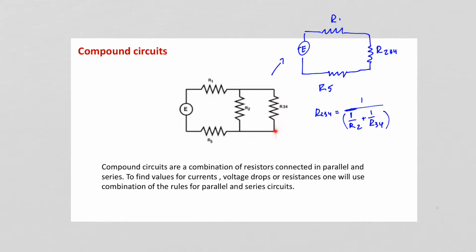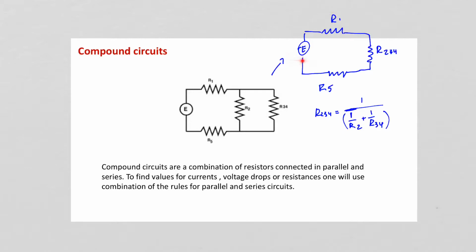So this compound circuit can be replaced with this series circuit, where R234 is the total resistance of R2 and R34, which is calculated using the formula from the previous slide that I showed you. R234 is equal to 1 divided by (1 over R2 plus 1 over R34).